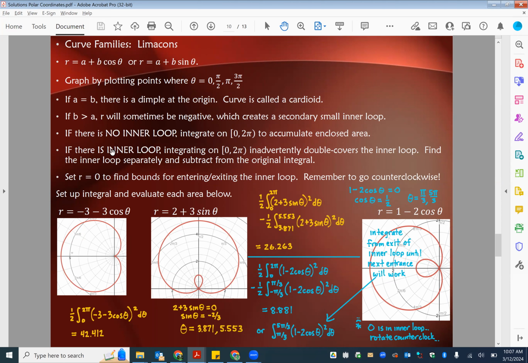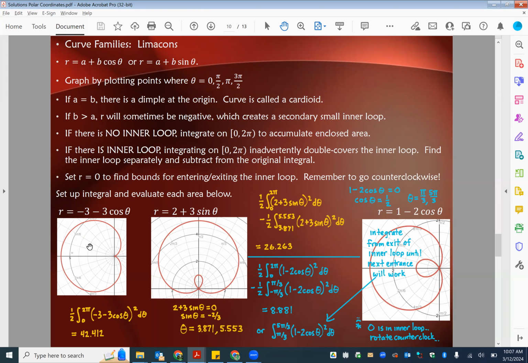So what happens is if we've got this inner loop, we have to find its area separately and subtract from the original calculation just to avoid double counting. As far as the bounds for the inner loop, well, we enter and exit this loop precisely when r gets back to 0. So if you set r equal to 0, we can find those bounds.